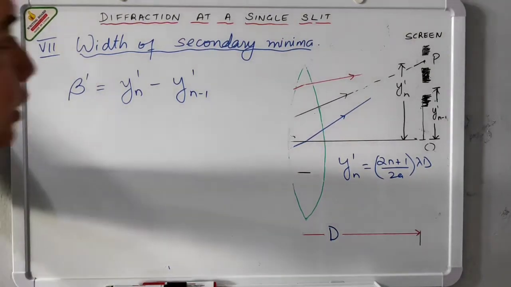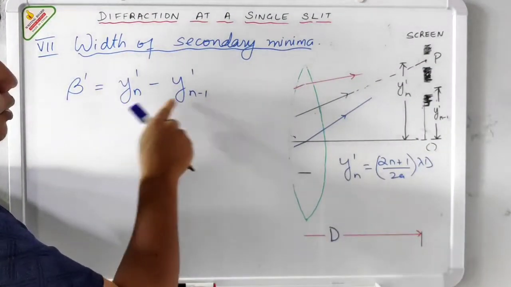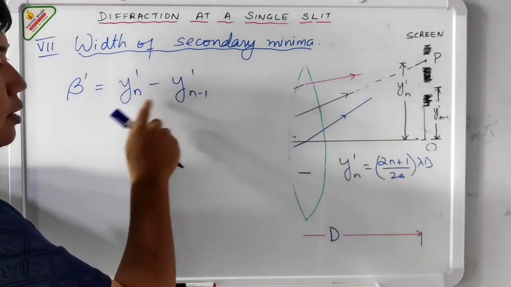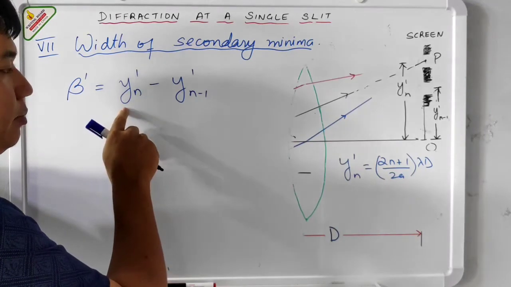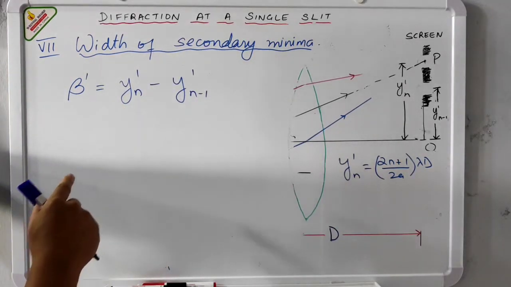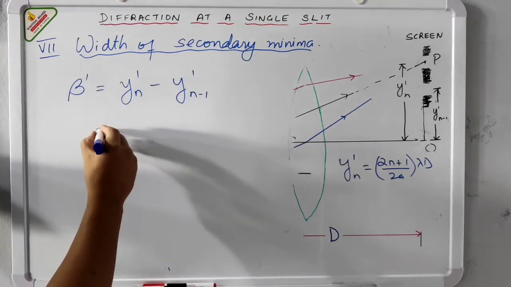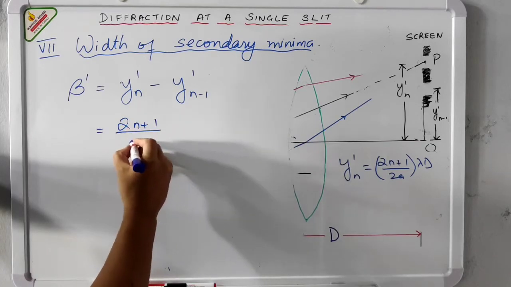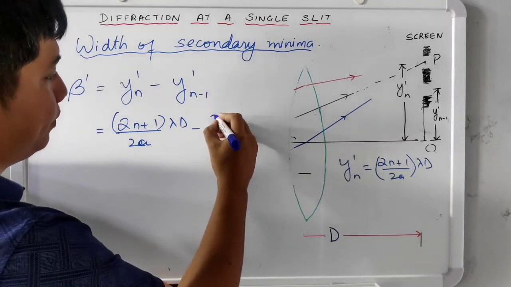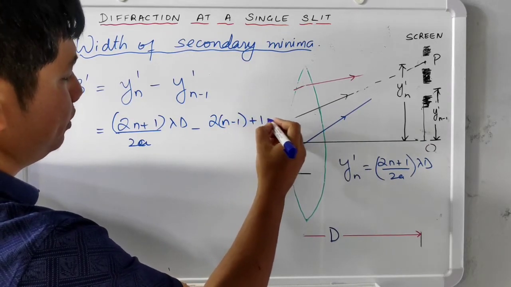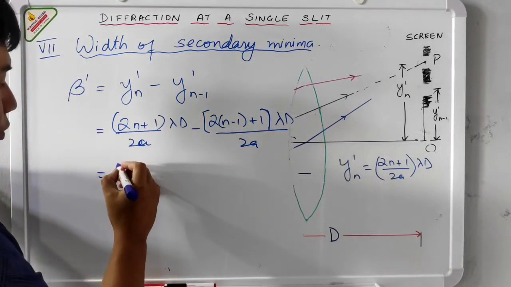The secondary minima lie between the consecutive secondary maxima. These are the positions of the secondary maxima. They are the consecutive secondary maxima. This is the n minus 1th secondary maximum, and this is the position of the nth secondary maximum. So the width of the secondary minima will be yn dash minus yn minus 1 dash. Yn dash is 2n plus 1 lambda d by 2a, and yn minus 1 dash will be 2n minus 1 plus 1 lambda d by 2a. Then what do we get?